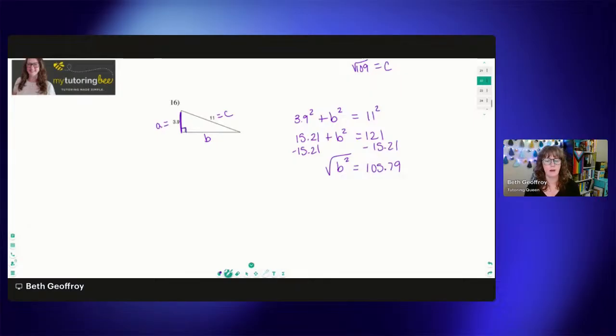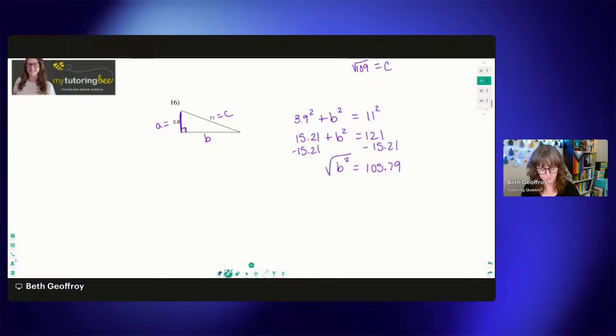This is the area of this square that would be formed of B times B. So if we were trying to find the area of that square outside of the triangle, that's what it would be, 105.79. But we want to find just that linear side length. So we need to do the square root of that.